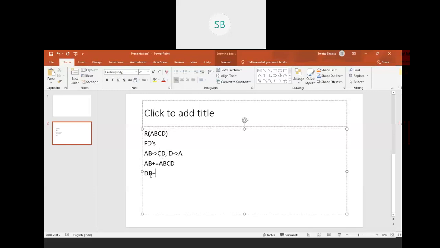So you find DB plus. Obviously from DB we can determine DB. From D we can determine A, and from AB we have CD. It will obviously come. So this DB plus is also a candidate key. That means we have the candidate keys AB and DB. Now can you tell me what will be the prime attributes, PA? What will be the prime attributes?